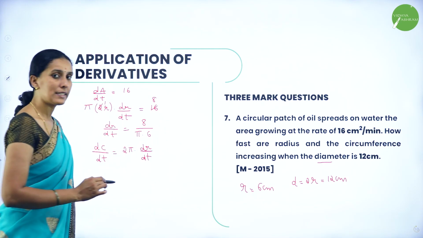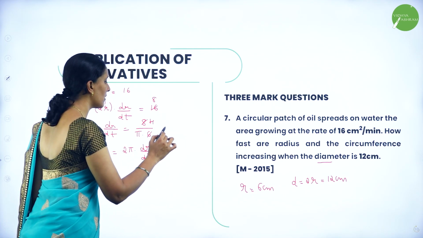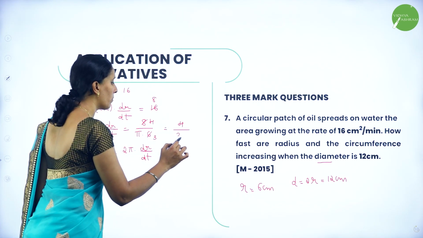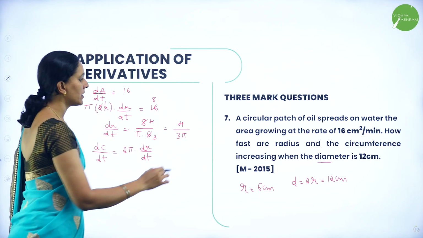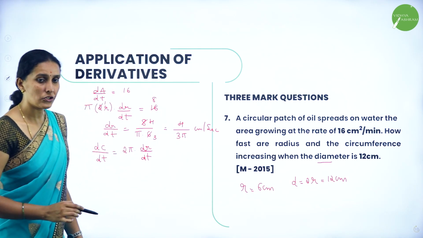So here r becomes 6, which can also be cancelled as 4s are 3s are, or we can write it as 4 by 3 pi. So the unit is centimeter per second we can take. So that is the change in radius.